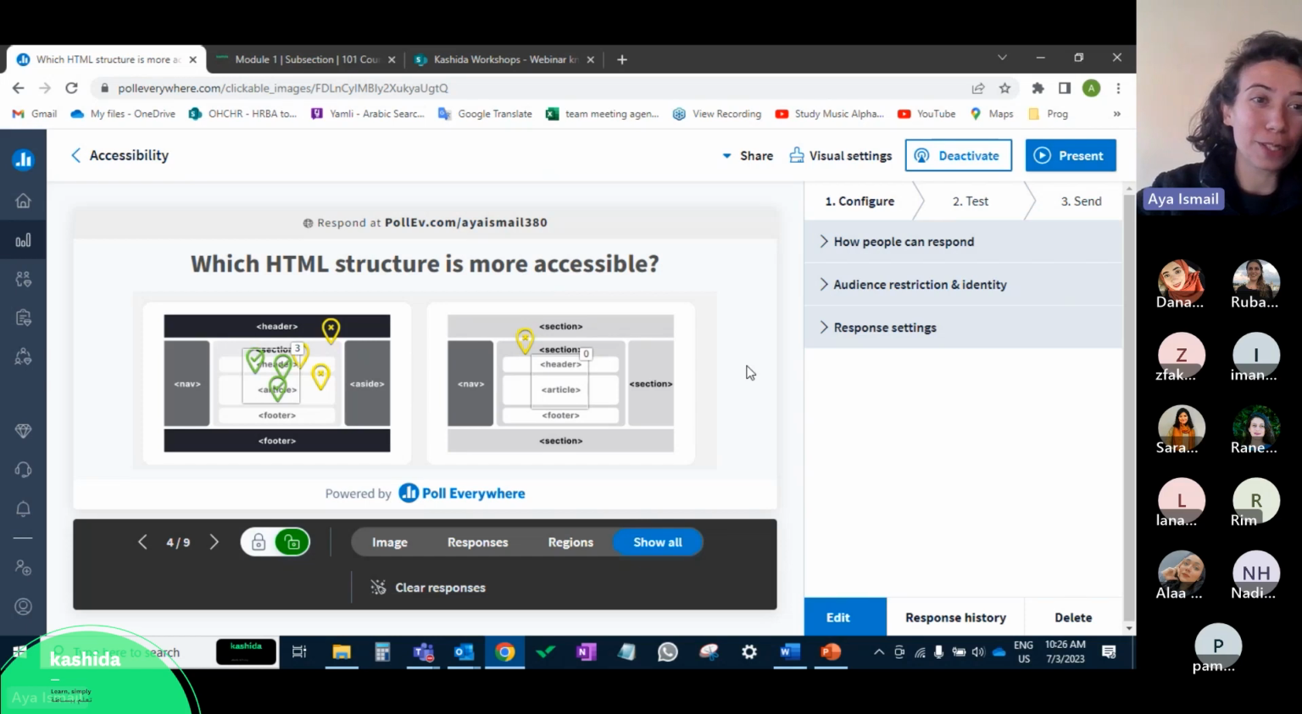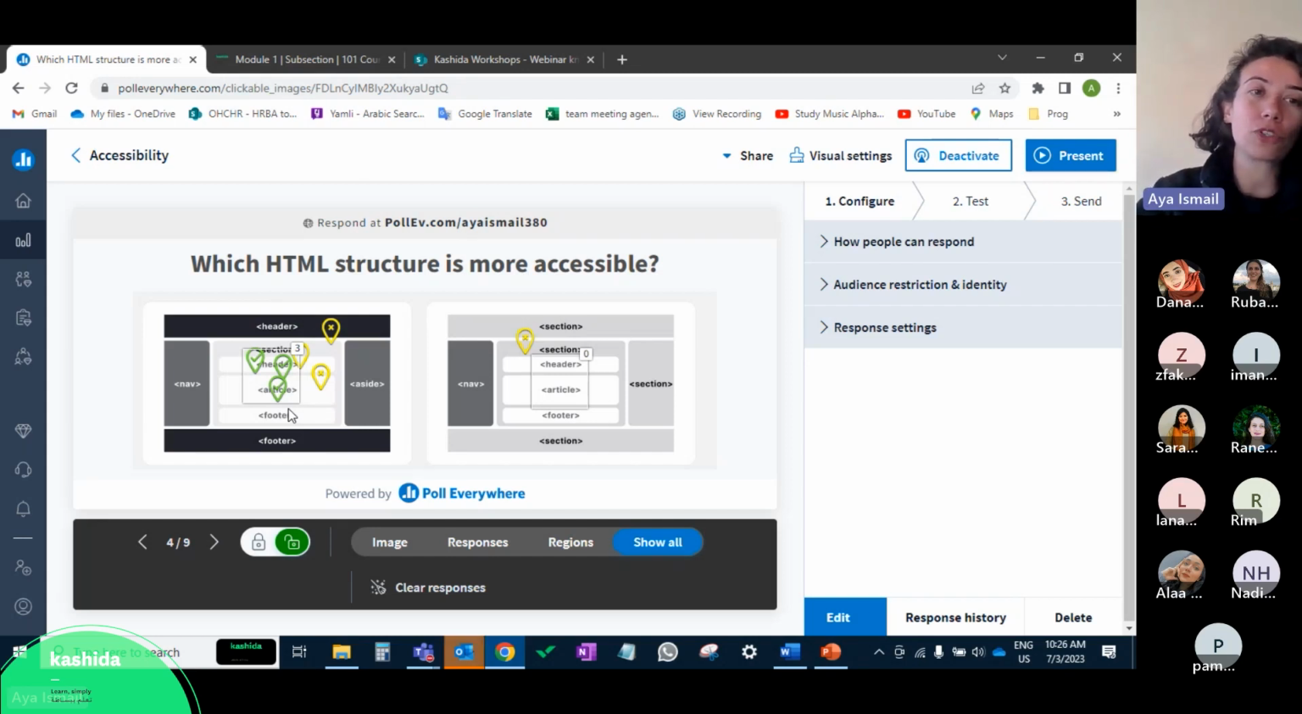I would have thought also it's the one on the left with the header and the footer that are on the top and bottom. But the challenge with that is that there's a header and a footer, and then within each section there's also a header and a footer. So we have to consider that might be confusing in the user interface.